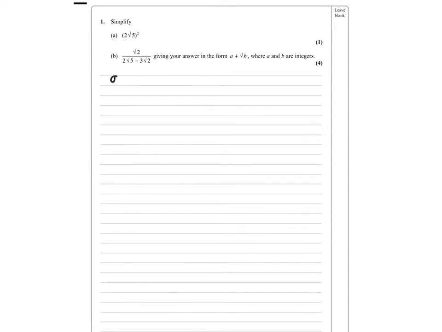So I need to turn the pen on. There we go. We've got 2 to the power, 2 root 5. So I always split it up and put the root bits next to each other because we get 2 times 2 is 4, root 5 times root 5 is 5, so you should end up with a pretty easy answer.